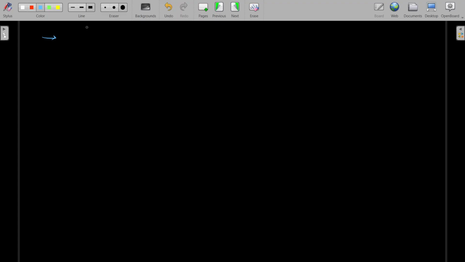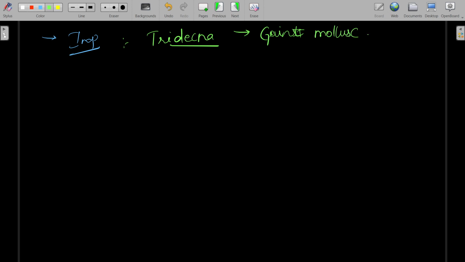Next, coming to the important points. Some of the important points are Tridacna. This is the giant mollusk. This Tridacna produces a pearl which is tennis ball sized, and this is called a precious pearl.